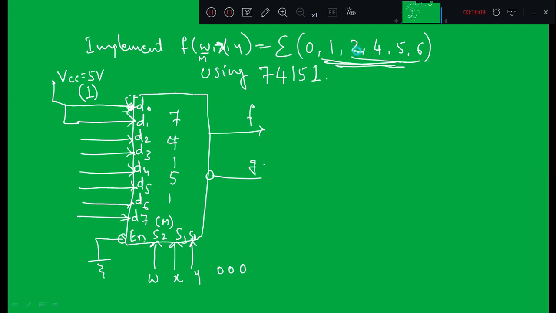Right, so I have 2. Do you have a D2? Do you have 2 in the given function? Yes, that means D2 has to be connected to VCC. Do we have 3? There is no 3. Right, so D3 needs to be grounded. Next, D4, yes I have, needs to be connected to VCC. D5, yes I have. D6 I have. Right, next D7 I don't have, so connected to ground.